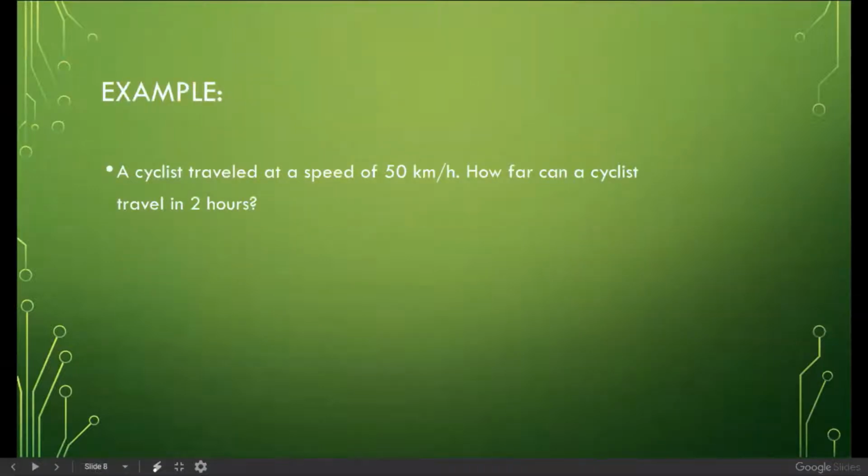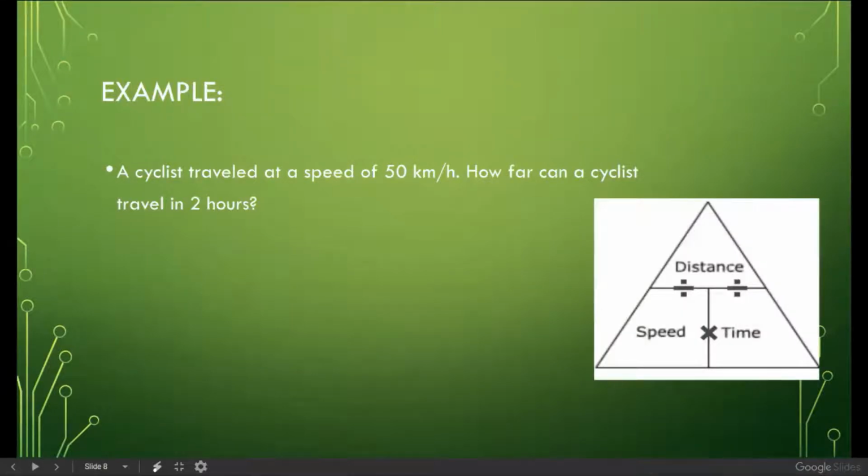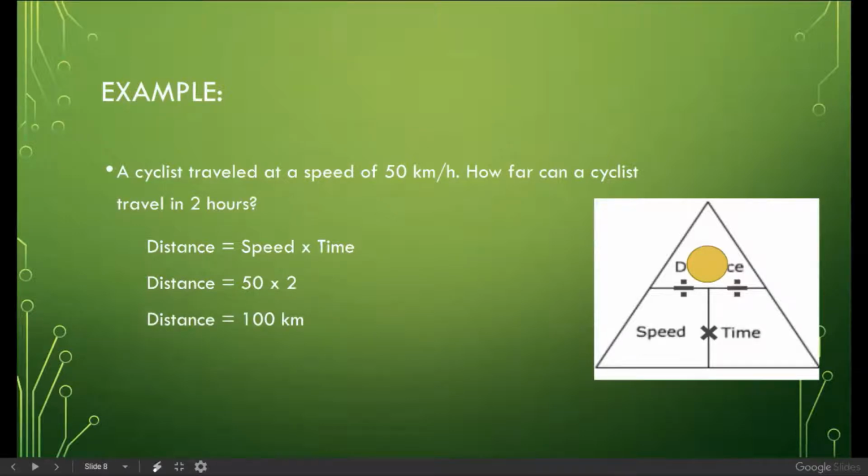Let's start with an example. A cyclist traveled at a speed of 50 kilometers per hour. How far can the cyclist travel in 2 hours? Based on our chart here, the question according to our problem is how far. So when we say how far, we're looking for the distance. And the formula used for the distance is speed times time. The speed of the cyclist is 50 kilometers per hour, and the time traveled is 2 hours. So 50 times 2. So the distance traveled by the cyclist in 2 hours is 100 kilometers.